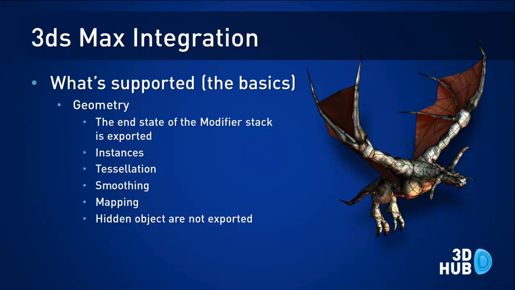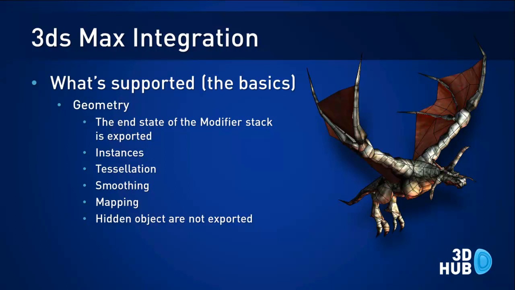Now the export plugin does work with instances, so you can use instances. The amount of tessellation in your meshes, they'll all export smoothly from 3D Studio Max into the 3D-Hub authoring software. Also things like smoothing and the amount of smoothing, mapping, that will also go through, UV maps, unwrap maps, they all go through the process. That's not a problem. One thing that's actually quite useful is also hidden objects.